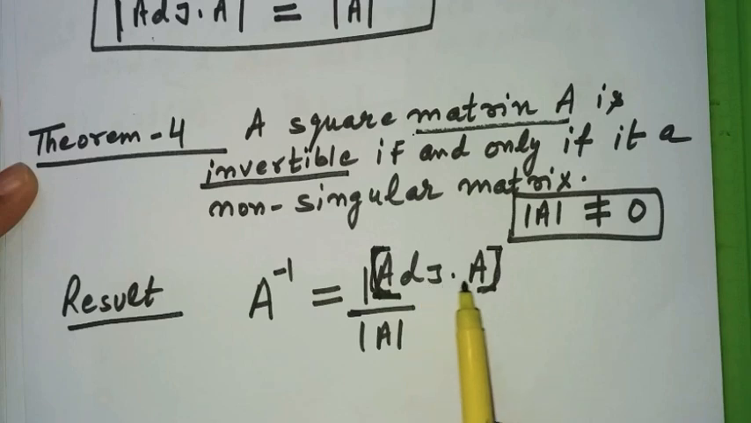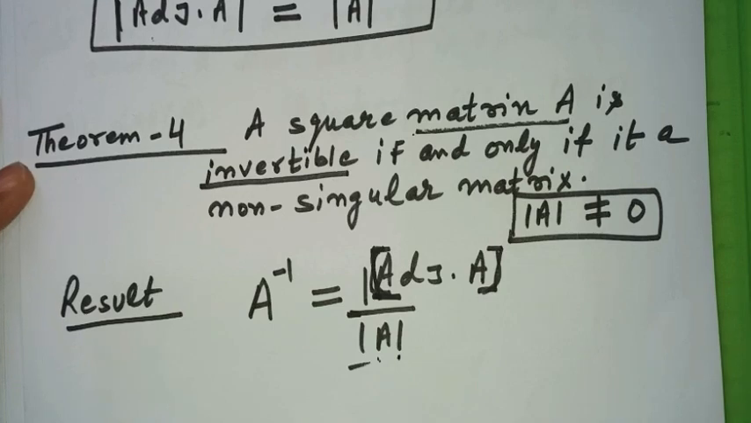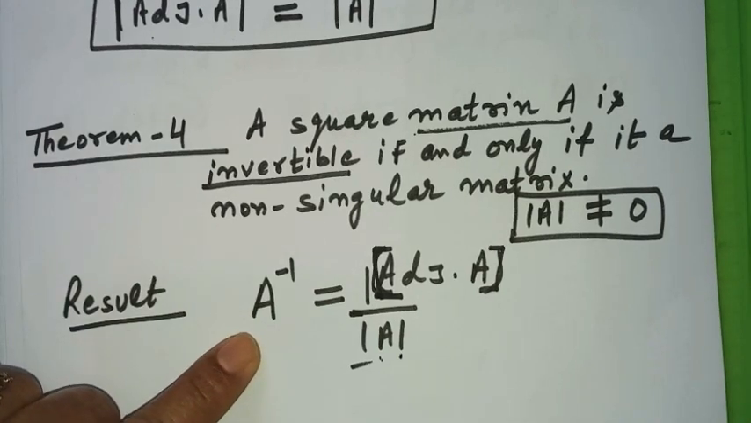So adjoint A is a matrix obtained by taking the transpose of the cofactor matrix of A. You find out adjoint matrix A and then you divide adjoint matrix A by the determinant of the matrix A. Now you know that determinant is a number. So that means you divide every element of the adjoint A matrix by determinant A, and the matrix obtained in this manner will be the inverse of the given matrix A.